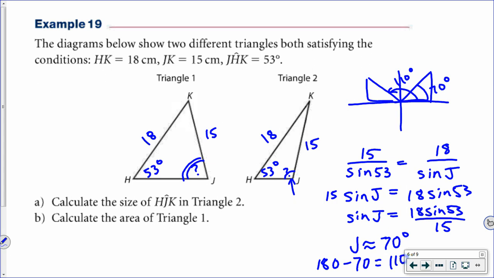And then calculate the area of triangle 1. In this case, you're going to want to use 1/2 AB sine C using the two given sides, but you'll need to use angle K, so you'll have to subtract whatever value you get for J and 53 from 180. Find K and use that to calculate the area.